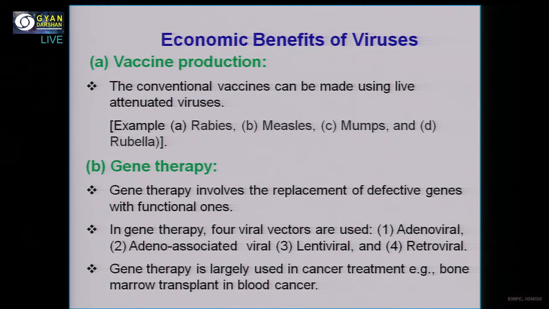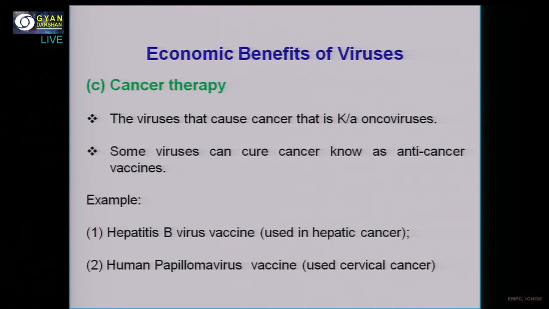Another is gene therapy. Gene therapy involves replacement of a defective gene with a functional one. In gene therapy, viral vectors are used. Adeno-associated viral vectors, lentiviral vectors, and retroviral vectors can be utilized. Gene therapy is largely used in cancer treatment, bone marrow transplant, and blood cancer.